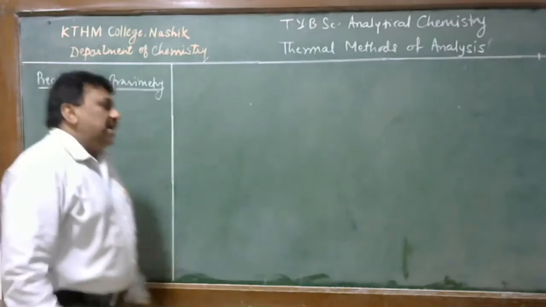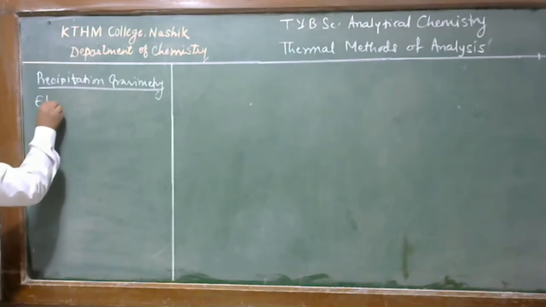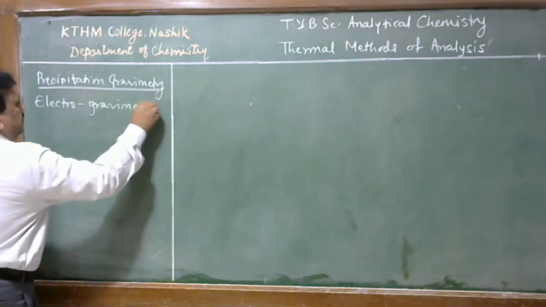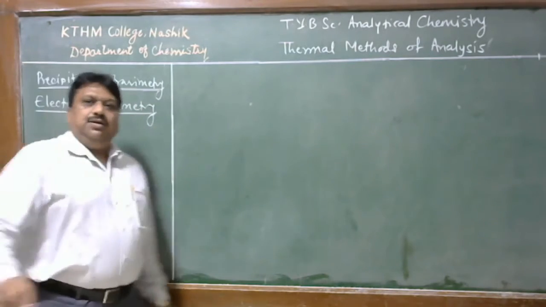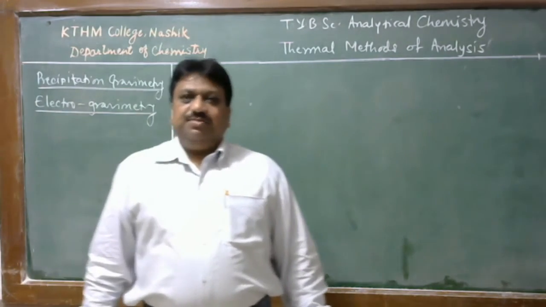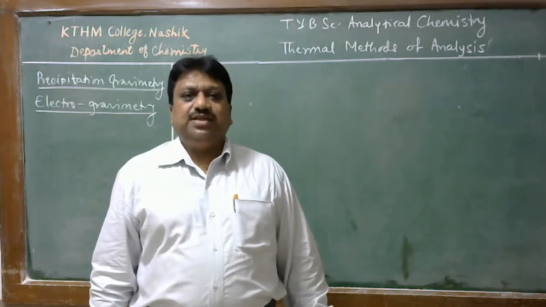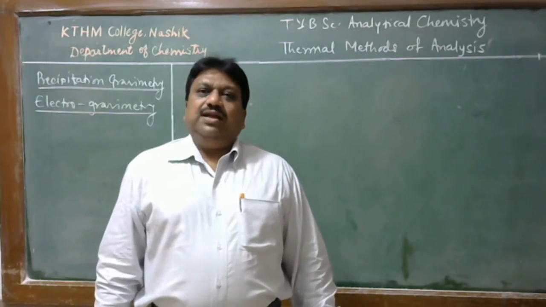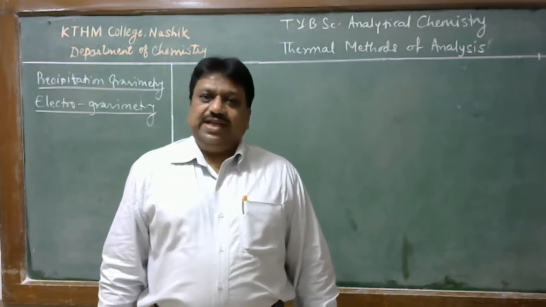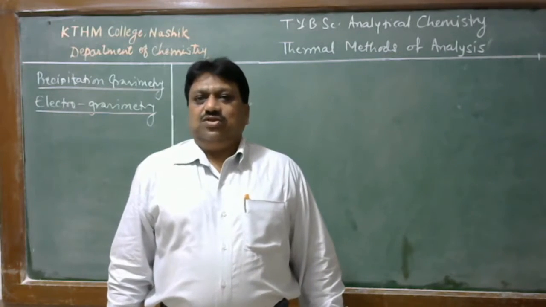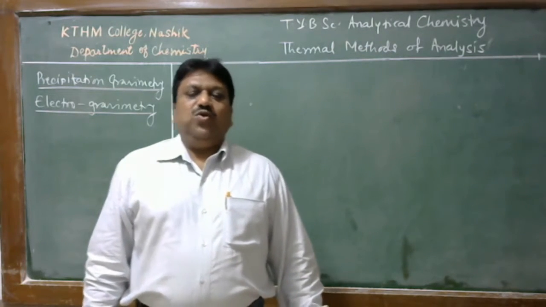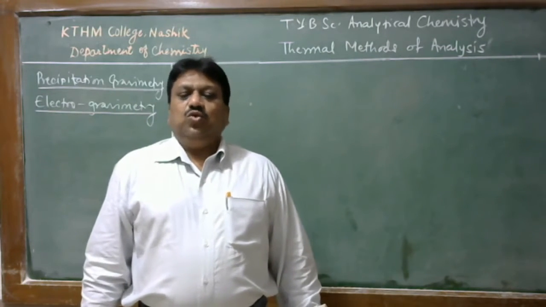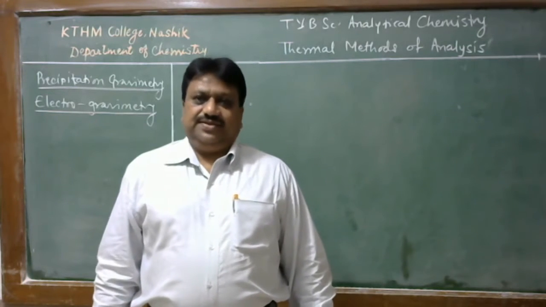In addition to this, we also discussed electrogravimetry. In electrogravimetry, the analyte which is to be determined is electrolytically deposited onto the electrode, and the increase in weight of the electrode is used for quantitative analysis of that particular substance. Therefore, precipitation gravimetry and electrogravimetry are the two important gravimetric techniques we already discussed.